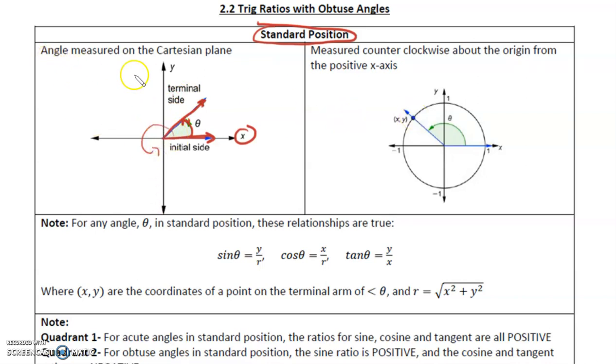So the angle measured on the Cartesian plane, this in here would be the angle, and it's measured counterclockwise about the origin from the positive x-axis. That's how we say it in mathematics. So this would be an example in quadrant 1, which would be acute, and this is an example in quadrant 2, which would be obtuse. This angle that we're dealing with is still from the positive x-axis to the terminal arm.